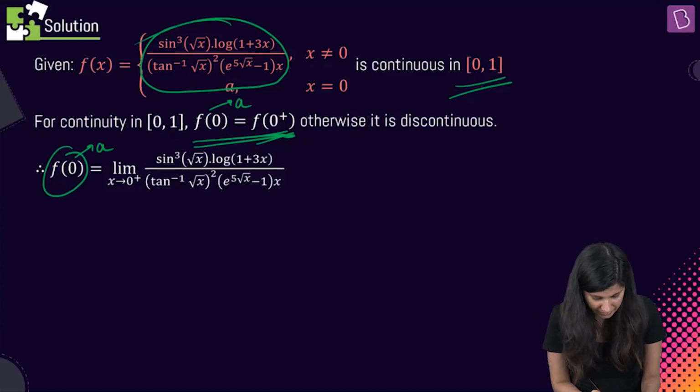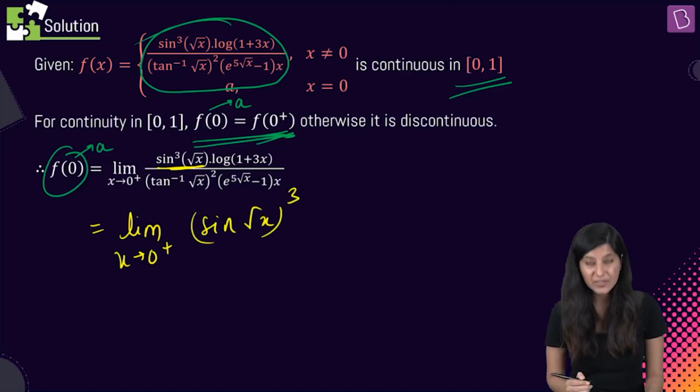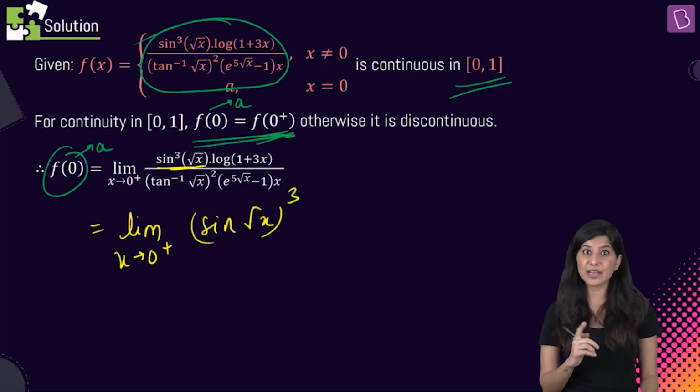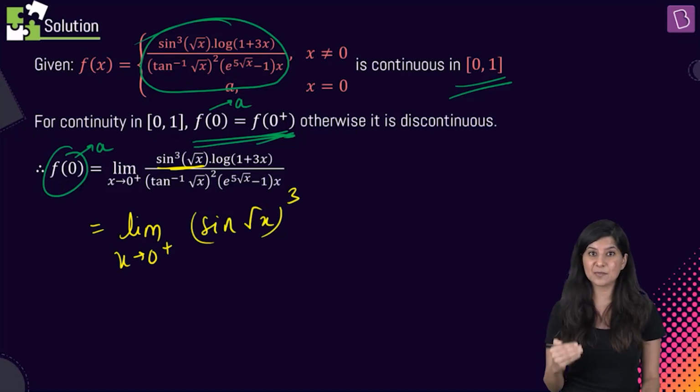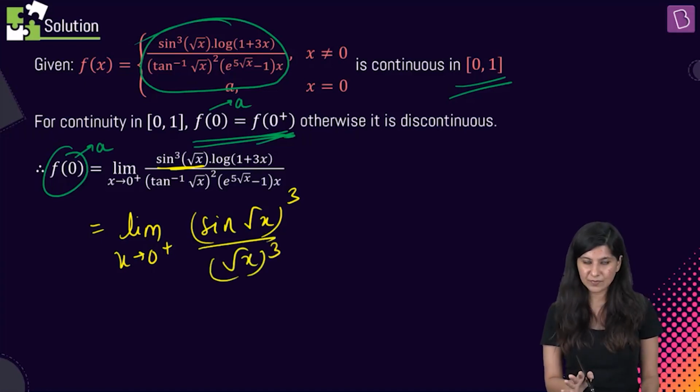All right, so here, can you see this is sine cube root x? Yes. So this would be nothing but limit x tends to 0 plus, sine root x whole cube. Now what do I need in denominator? Because I want to use the standard limit sine x by x is equal to 1 when x is tending towards 0. So I need root x whole cube, right?